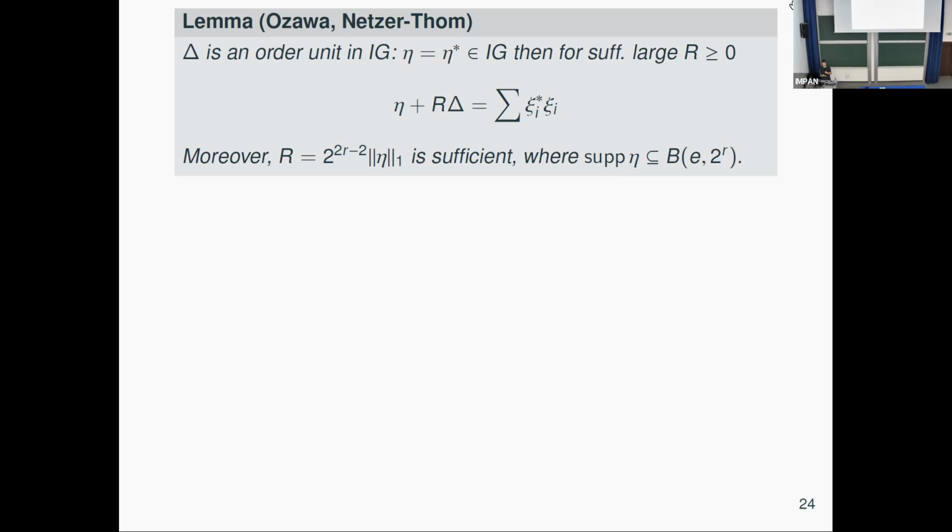So this is similar to how the identity behaves for matrices or operators. If you have a self-adjoint matrix operator, then the spectrum is in the real line. And if you add a sufficiently large multiple of the identity, you get a positive one, right? So this is the same, but it's happening inside the augmentation ideal. And instead of the identity, we're using the Laplacian. Okay, so this is the same phenomenon. And there is also an estimate of what R you actually need. What's the smallest R that suffices? It depends on the L1 norm of this eta and on the size of the support.